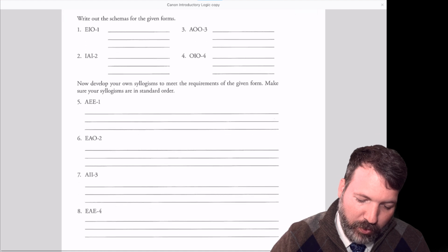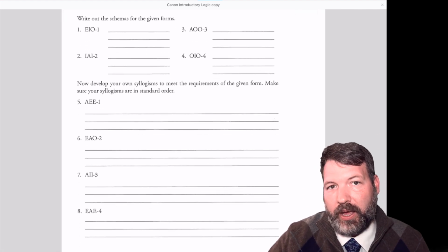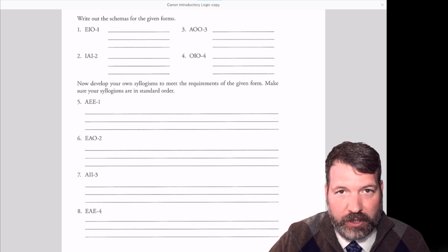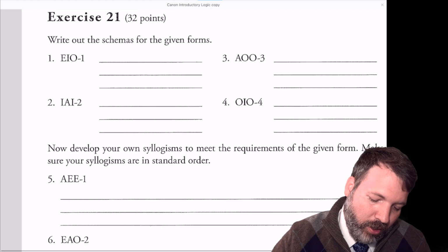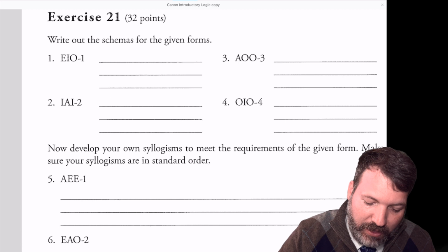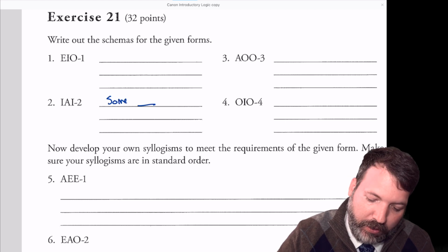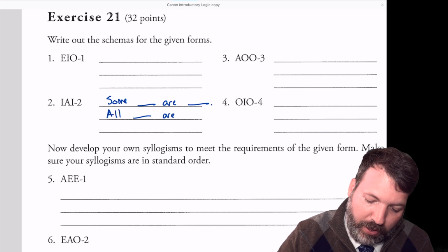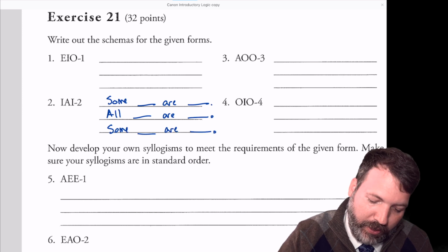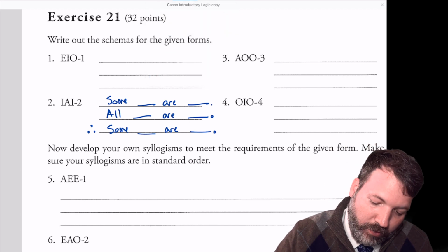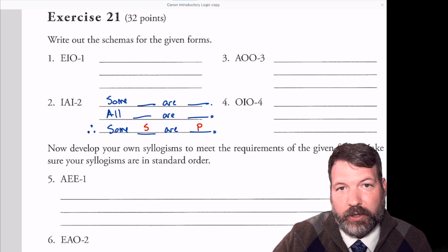Finally, on exercise 21, given a mood and figure, given the form of a syllogism, I want you to write your own schema. So this means that on, like, number 2, an IAI syllogism, well, I statements are some blank are blank. A statements, all blank are blank. I statements, again, some blank are blank. And of course, that's our conclusion. We always know it goes S and then P for the conclusion.